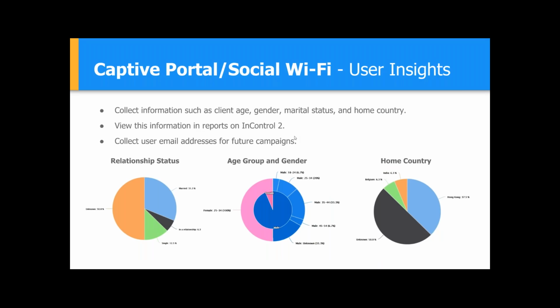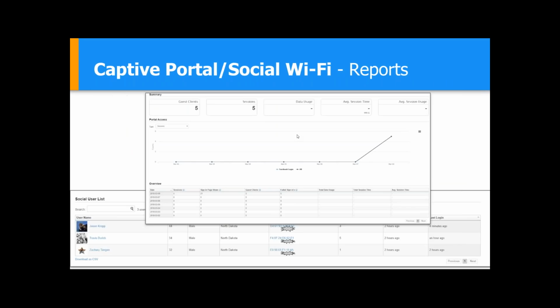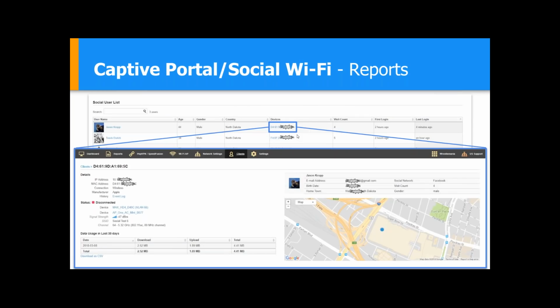You can use this information for future ad campaigns with one of our add-on services that we call the ad delivery server that is also governed through IC2. To take a look at those reports, we just do so again under the group level, reports, captive portal reports. And this is what it's going to look like. You'll see access information graphed out, date, time, and then some of your user information, demographics, and client devices that they're using to hit the service.